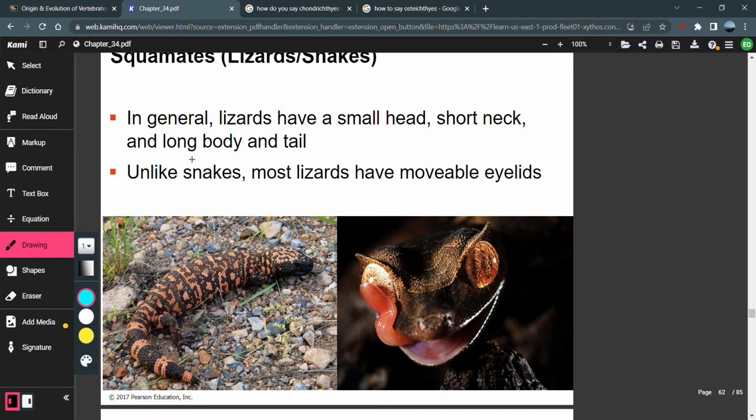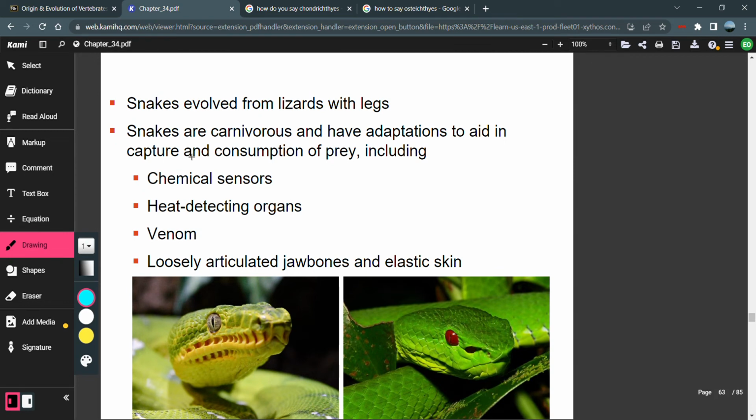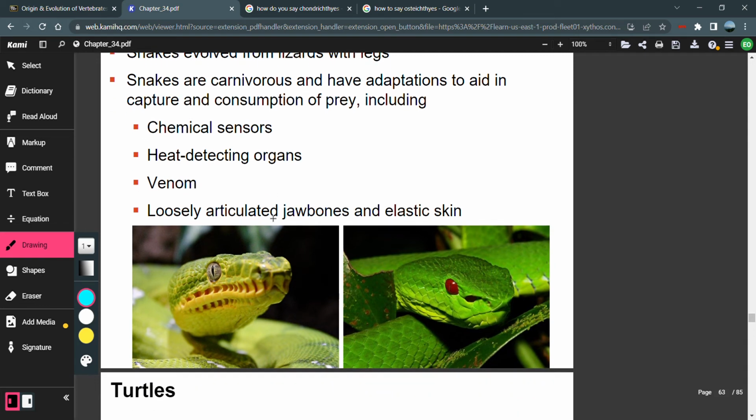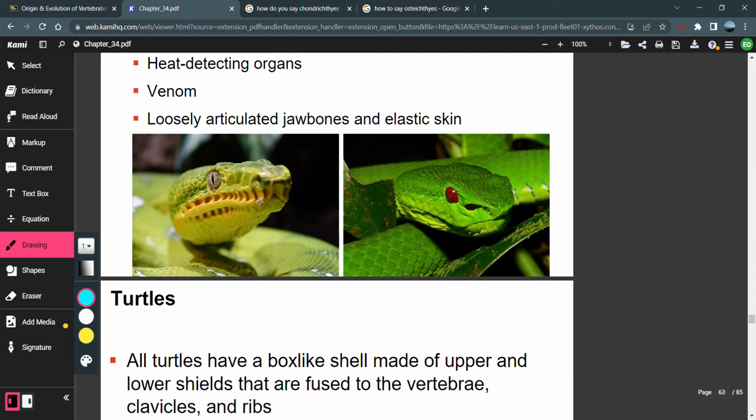The squamates. Squamates have movable eyelids, found in lizards. Snakes were lizards which lost their legs. That's basically it, and there are three genetic variant mutations of snake leg loss. So snakes do have vestigial bones of limbs. They are carnivorous, venomous, and some have heat detecting organs, making them literally observe their environment in infrared. And they have loosely articulated jawbones and elastic skin, making them able to swallow whole prey.